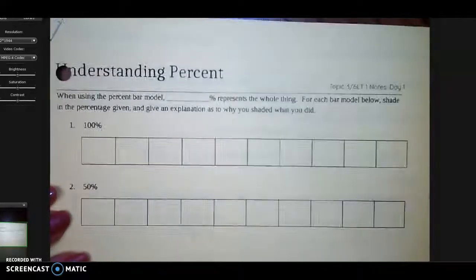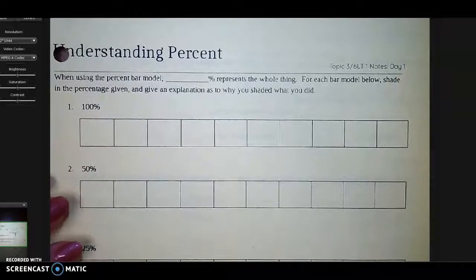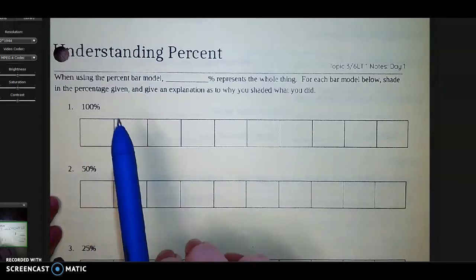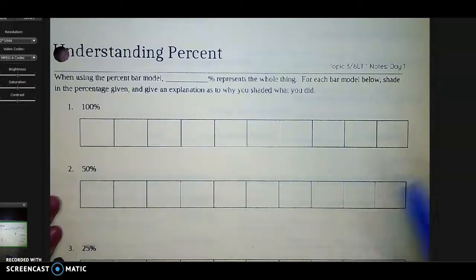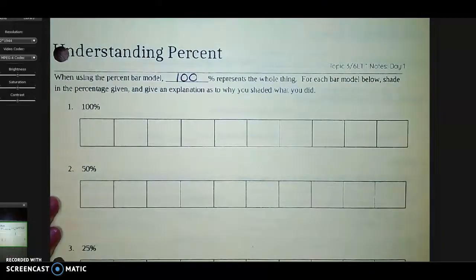All right, good morning. Today we are going to be starting to talk about percents. And percents are parts of numbers. And I bet you can think of something else that might be a part of a number. Fractions and decimals are parts of numbers. So when using the percent bar model that we're going to show you, 100% represents the whole thing.